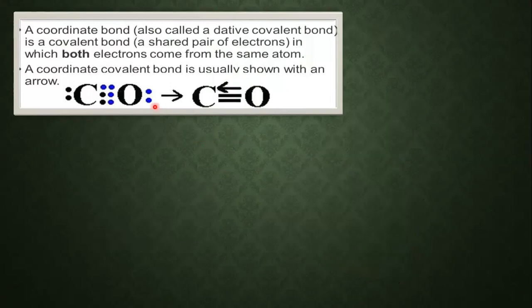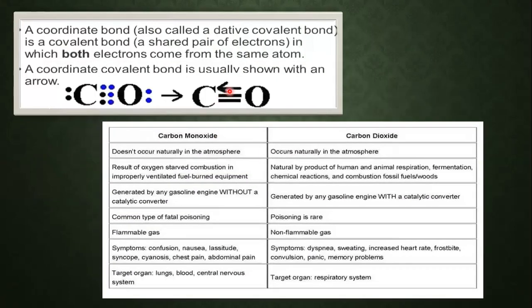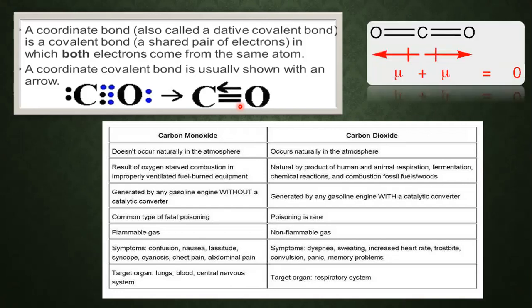How? Basically, a lone pair of the oxygen atom plays a vital role. Oxygen donates its lone pair to carbon and makes a coordinate covalent bond. That coordinate covalent bond can be shown with the help of an arrow that originates from oxygen towards carbon. Carbon dioxide has zero dipole moment while carbon monoxide has a specific value of dipole moment. Here are some differences between carbon monoxide and carbon dioxide.